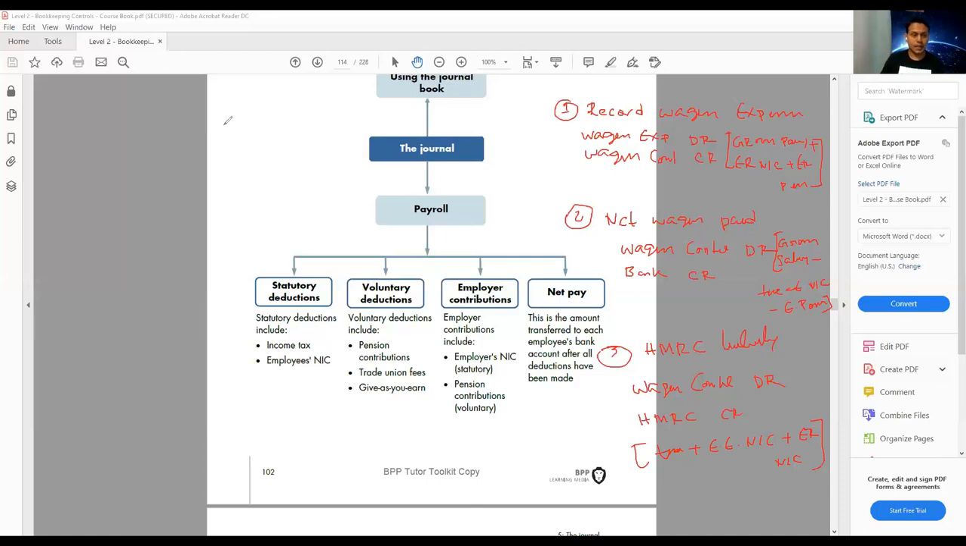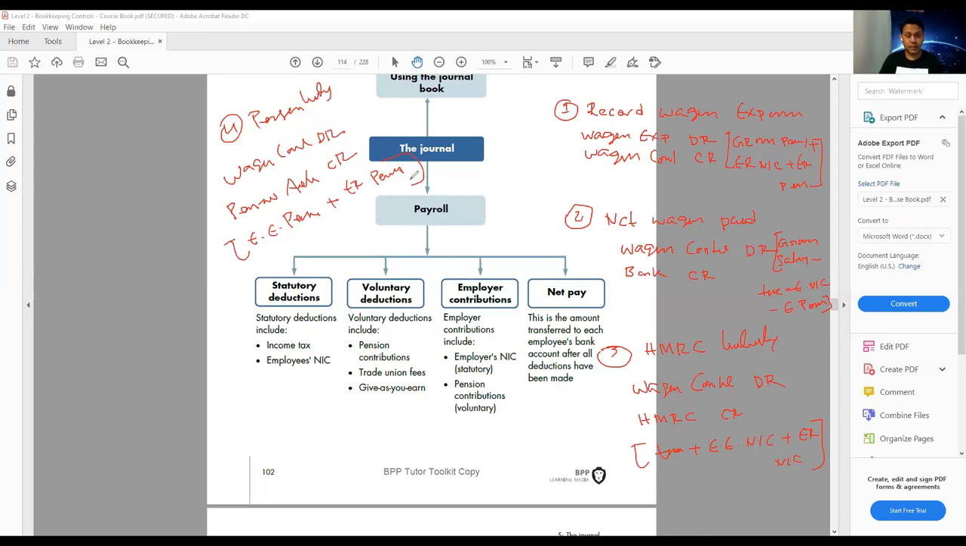So maybe I'll write one more journal, pension liability. The journal will be wages control debit and pension authority credit. The amount will be employee pension plus employer pension. So make a note of all of this for journals. That will be very helpful for you when you practice.